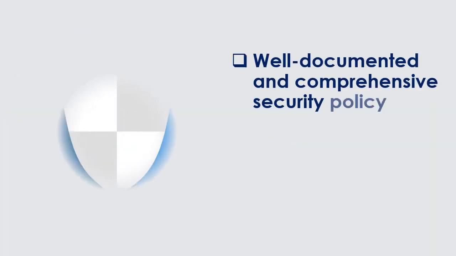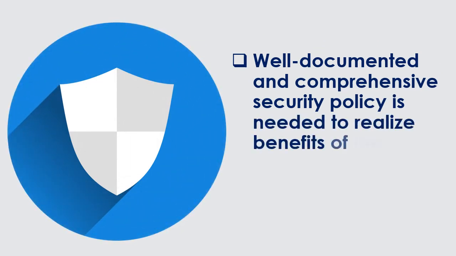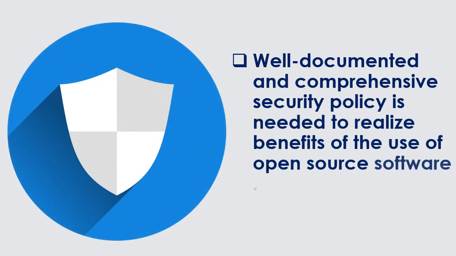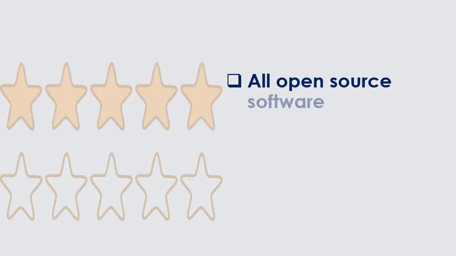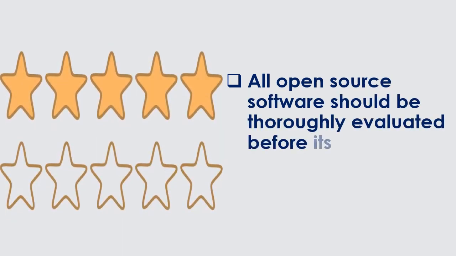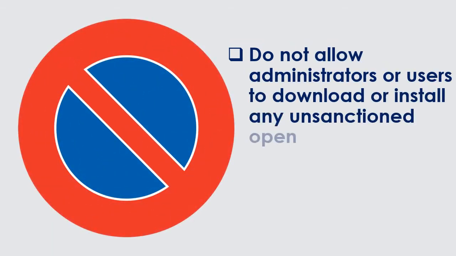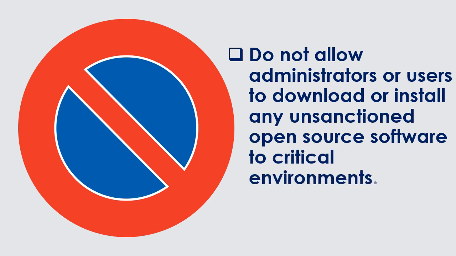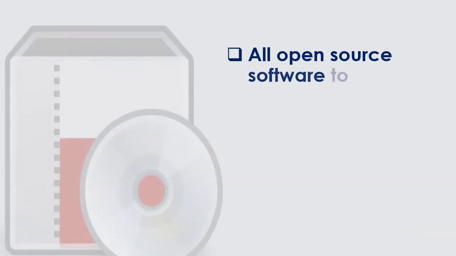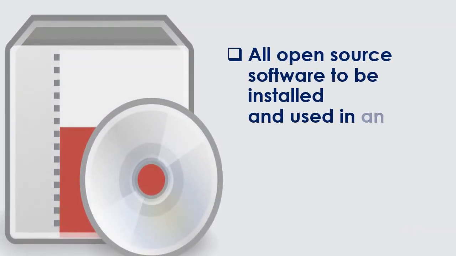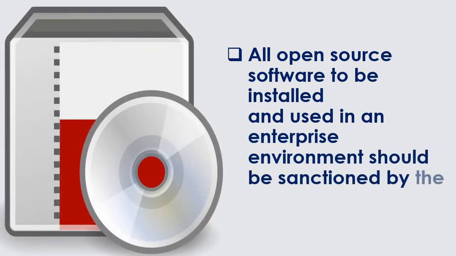A well-documented and comprehensive security policy is needed to realize the benefits of the use of open source software. All open source software should be thoroughly evaluated before its use by an organization. Do not allow administrators or users to download or install any unsanctioned open source software to critical environments. All open source software to be installed and used in an enterprise environment should be sanctioned by the organization.